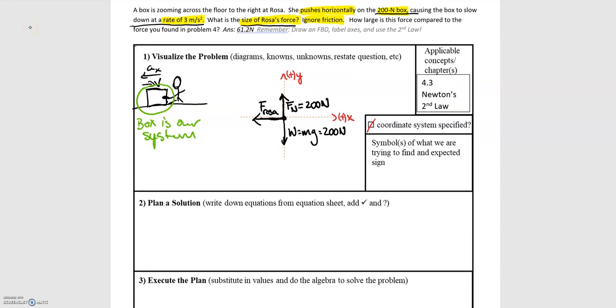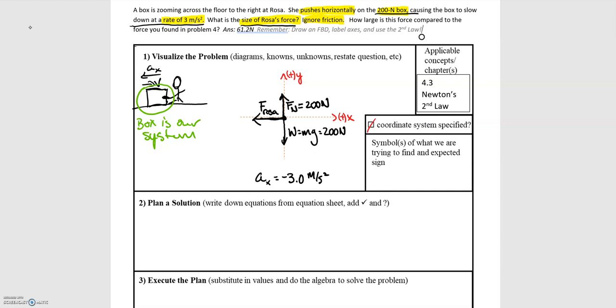So now I'm going to include the last bit of information about the acceleration of the box. We're told it's moving to the right, but it's slowing down. So we know that the acceleration must be to the left, and so it's going to be in the negative x direction. So we're going to have an acceleration of negative 3.0 meters per second squared.